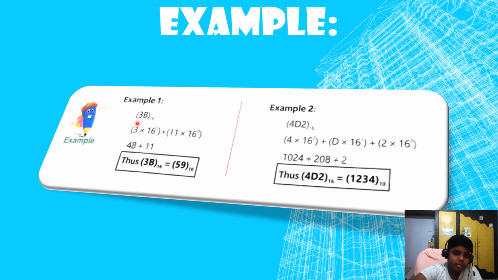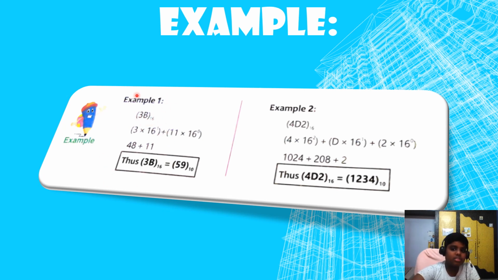So you have 3B. Now what is B? B is 11, right? So firstly you have to go from the right hand side. But here it is from the left hand side. But the process is the same. You can do it either way, but you have to make sure the power is correct. Now however you write it, 3 into 16 to the power of 1 will come, so it's nothing but 3 into 16, which is 48, and then you have B meaning 11, right? So you have to do 11 into 16 to the power of 0.